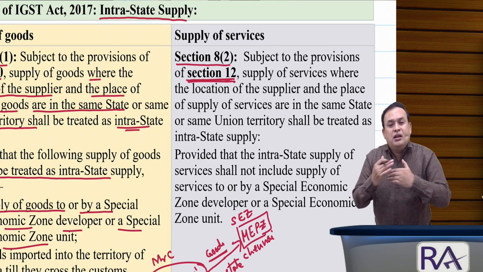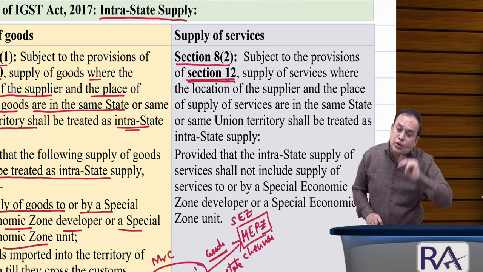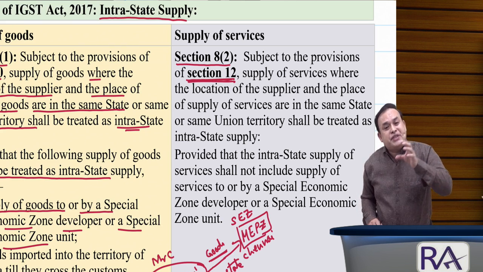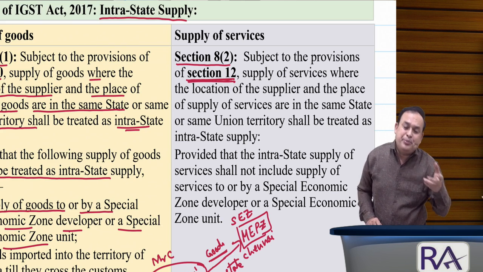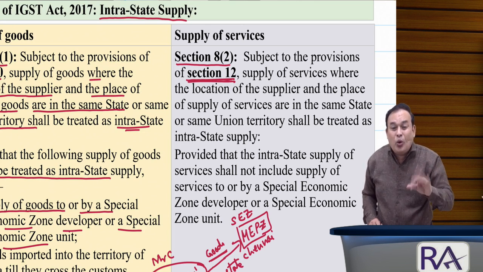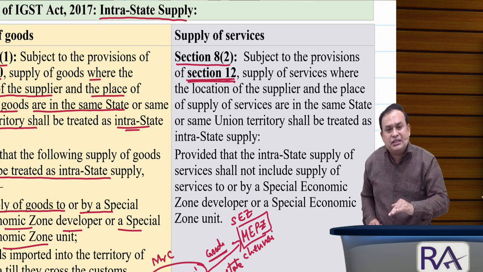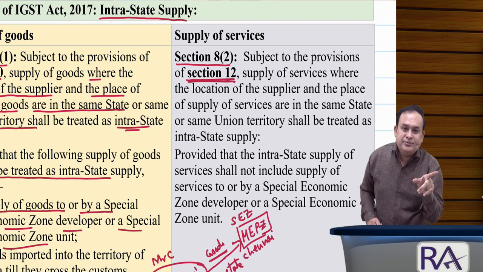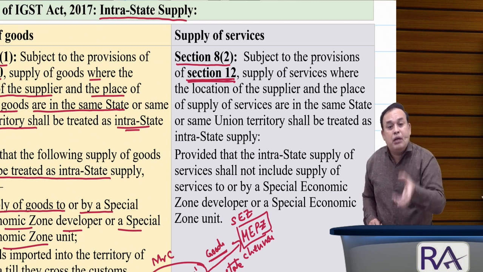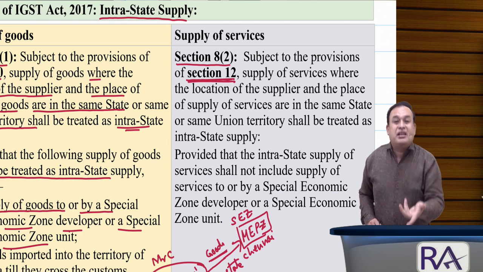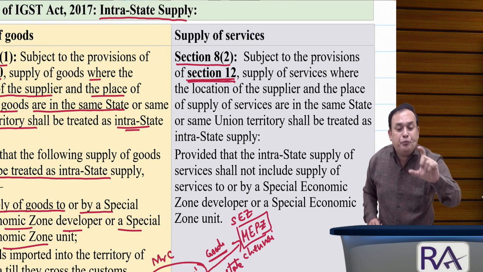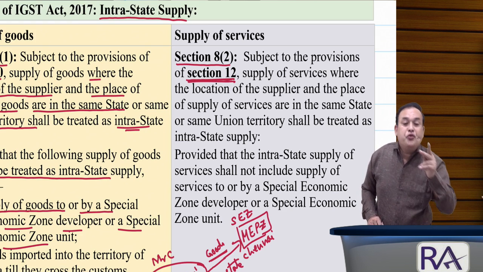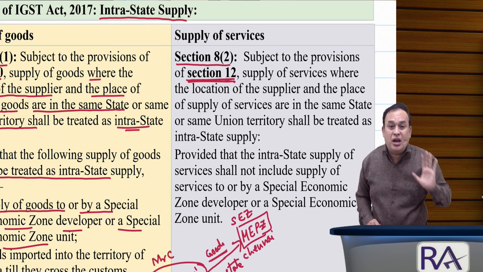For example, I am Mr. M of Mumbai, sold the goods to P of Pune, where the location of supplier and location of recipient are in the same state. What is supplied? In the given example, if I say supplied the goods, Section 8(1), intrastate supply. No sir, M of Mumbai supplied the taxable services to P of Pune. Service supplied. Location of supplier and location of recipient are from the taxable territory, thereby Section 12 of IGST is satisfied.